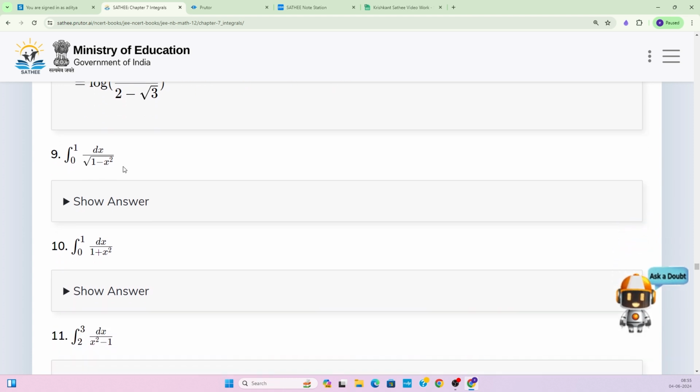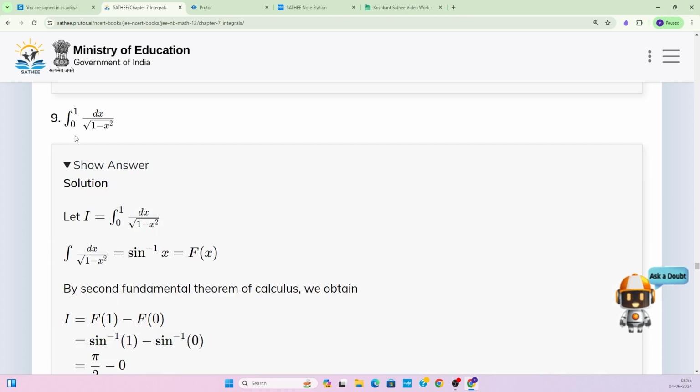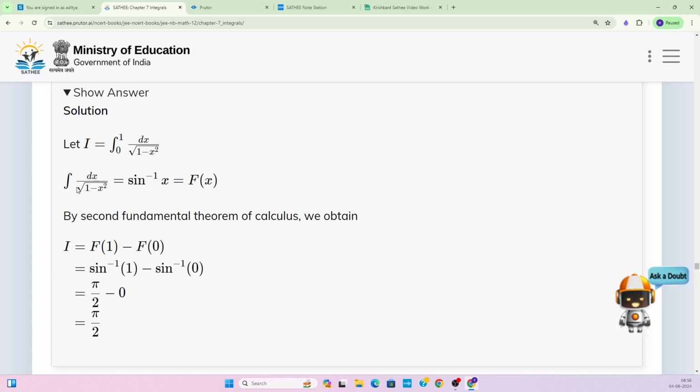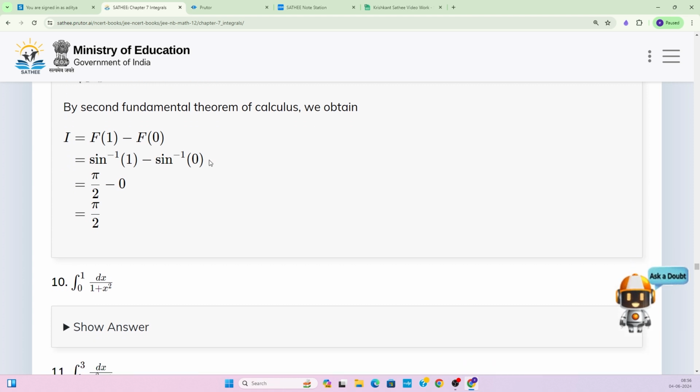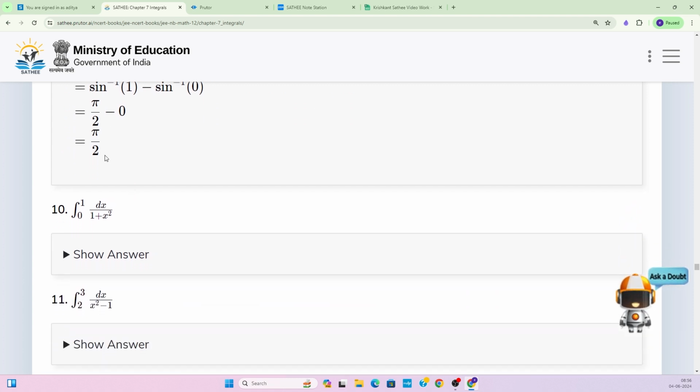Okay, now the ninth problem says definite integral from 0 to 1 of dx by root of 1 minus x square. First we have to evaluate the indefinite integral of dx by root of 1 minus x square, which we know is sine inverse x. This means sine inverse x will be our capital F(x). Using the second fundamental theorem, you get capital F of 1 minus F of 0. This means sine inverse 1 minus sine inverse 0. This means pi by 2 minus 0, which is pi by 2.